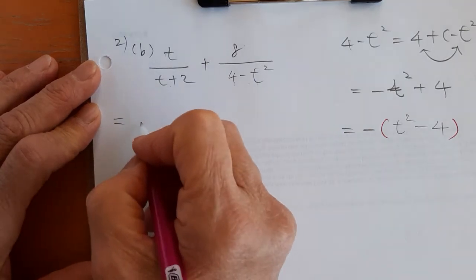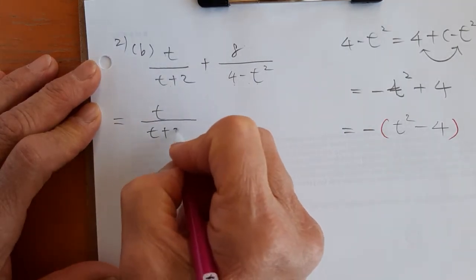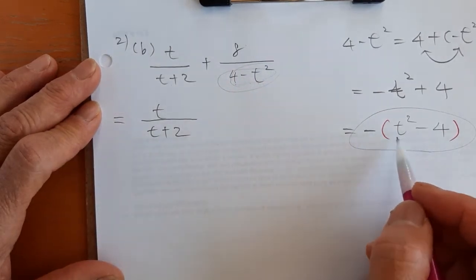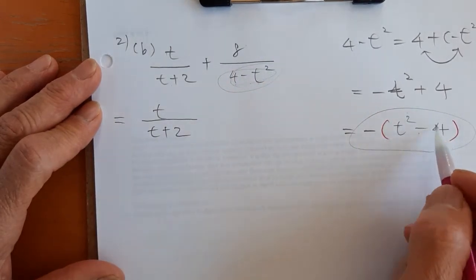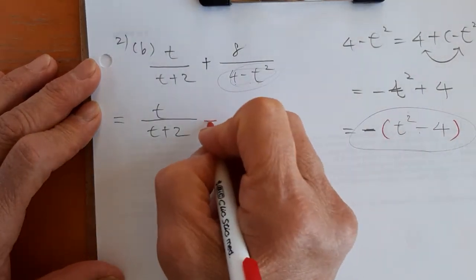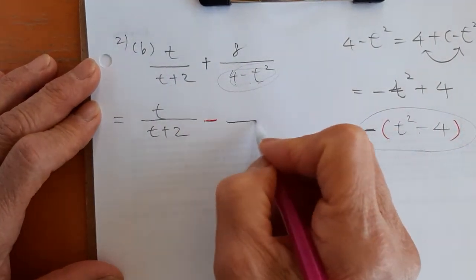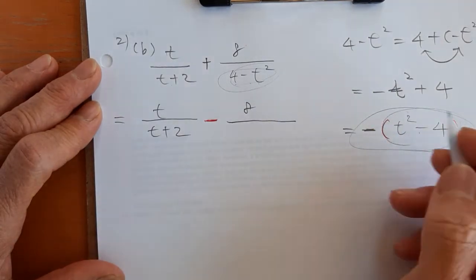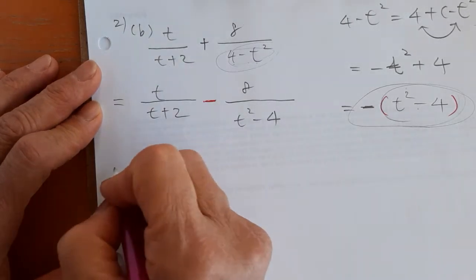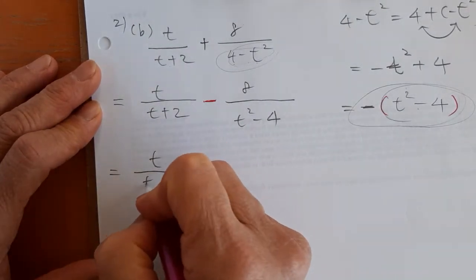So that will be t over (t plus 2), and 4 minus t squared becomes negative (t squared minus 4). This negative sign times the positive sign becomes minus: minus 4 over t squared minus 4. Now t squared minus 4, we can factor it.